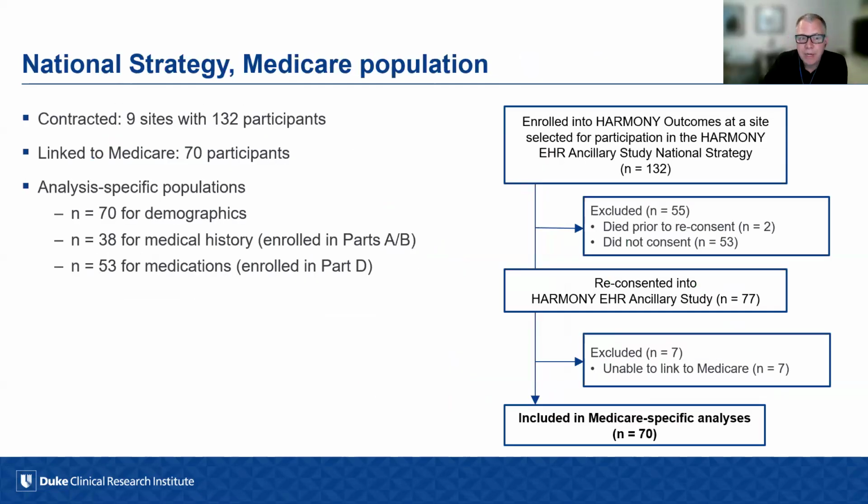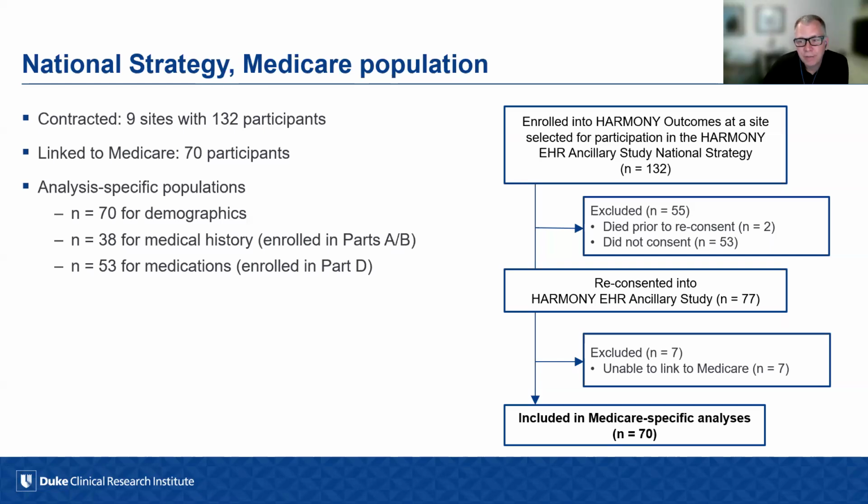So for the national strategy Medicare population, we contracted with 9 sites that had 132 participants. We were able to link 70 of them to Medicare, which means we could use 70 of them for demographics information. But only 38 of those were involved in parts A and B, which enabled us to get medical history. Only 53 of them were enrolled in part D, meaning we could get information on medications for 53 of those. Just keep those small numbers in mind when we talk about what we're dealing with here.